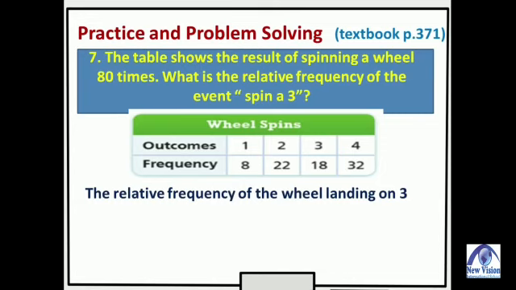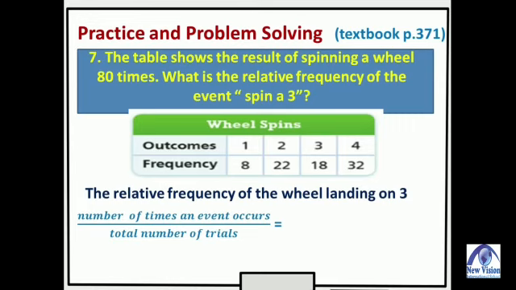So the relative frequency of the wheel landing on 3 is the number of times an event occurs divided by the total number of trials. The number of times an event occurs is 18, and the total number of trials is 80, and this is equal to 25.5%.